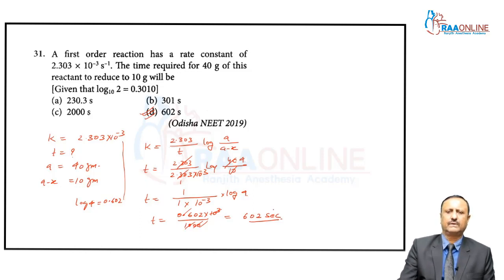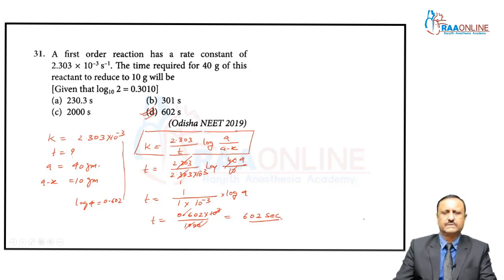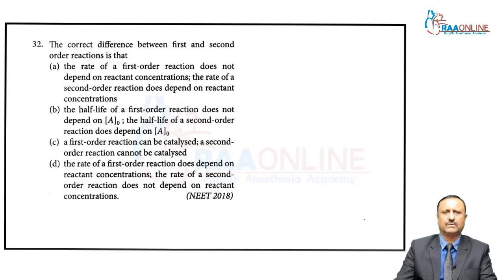Question number 31, you can put the formula. My dear students, it's the first order reaction formula. You know very well, this is the first order reaction formula and we can use it. So the answer is D, question number 31. We have verified. Now we can go to question number 32.